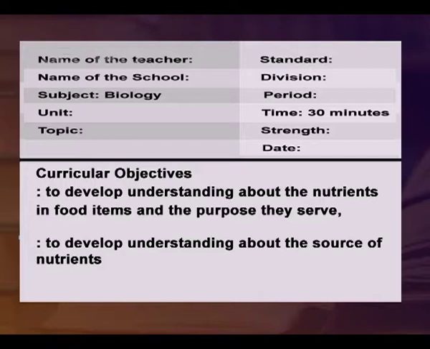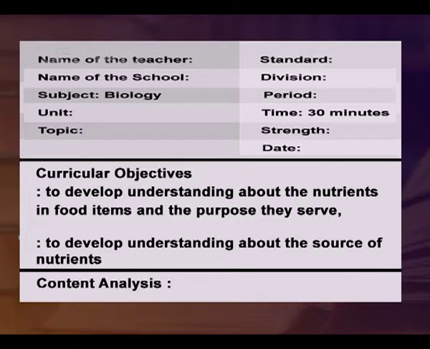See, I have listed 2 objectives here. For the topic nutrients in food, the curricular objectives are 1. To develop understanding about the nutrients in food items and the purpose they serve, and 2. To develop understanding about the source of nutrients. The content analysis can be given next. You have already seen how to analyze the content. You can list out here the relevant points like terms, facts, concepts, etc.